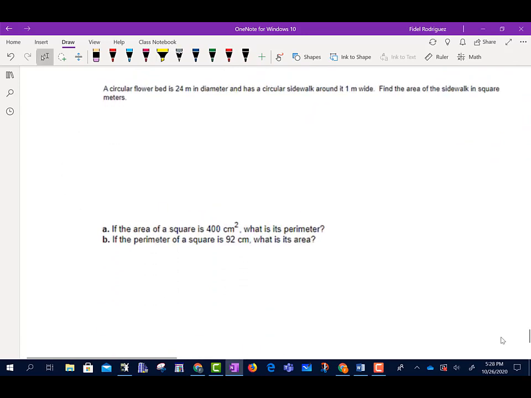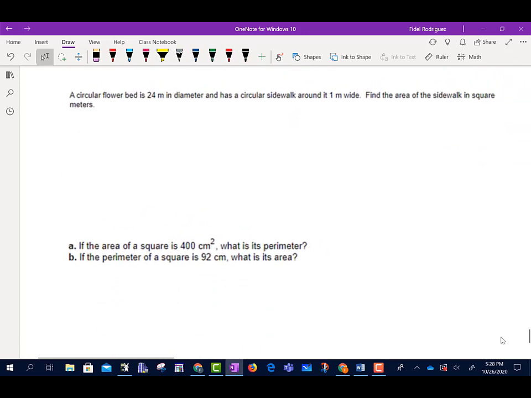All right. So let's see if this next problem is a little bit easier. We're going to do it in pieces. It says a circular flower bed is 24 meters in diameter. So first thing I'm going to do, I'm going to draw a circle. We know that the diameter here is 24 meters. It has a circular sidewalk around it, 1 meter wide.